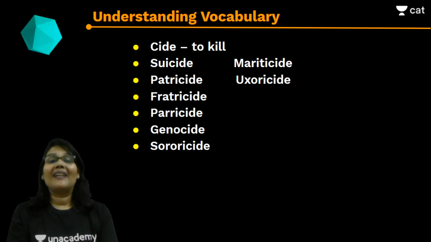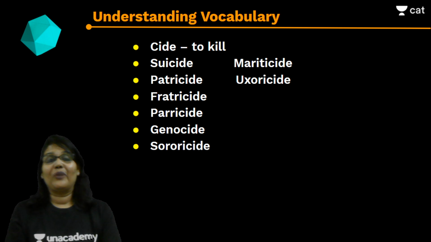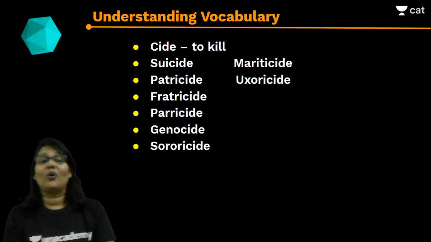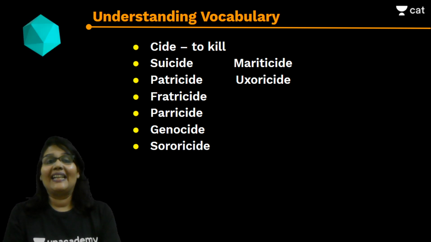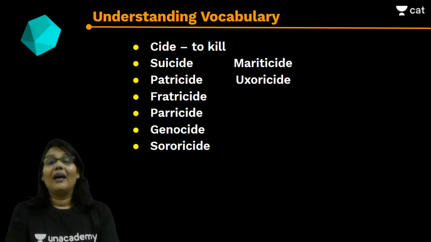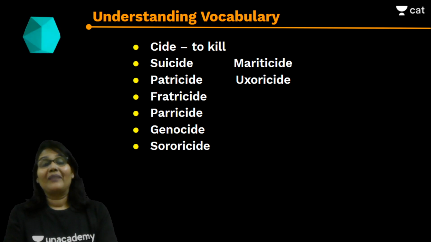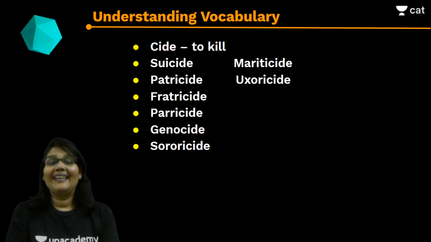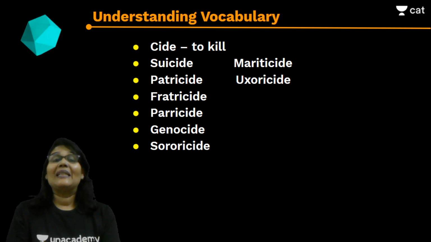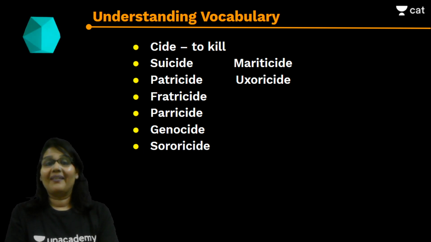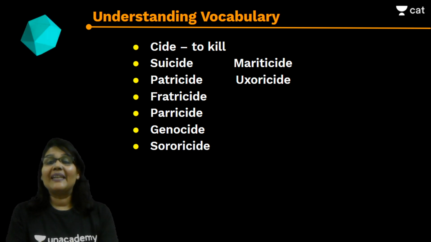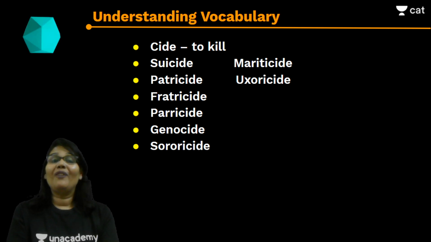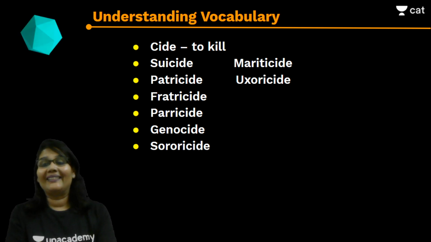The next one, patricide. Guys, when we started off the session, I told you there are some words from Sanskrit which are incorporated in the English language. In that I told you, matra means mother. Here if you see PATR, patra is connected to father. So what does patricide mean? Patricide means killing one's father. Right? Then if you see fratricide, guys, fraternity. Fraternity means what? Brotherhood, right? So fratricide would be killing one's brother.